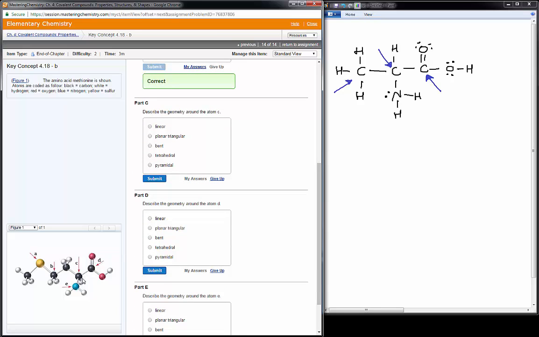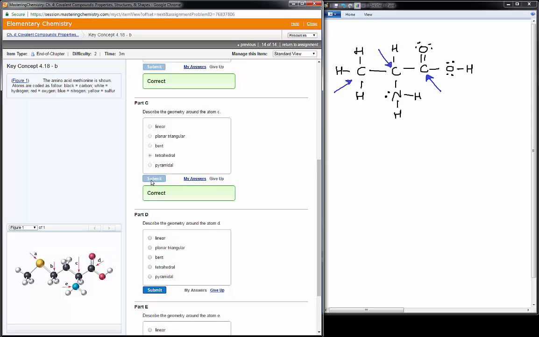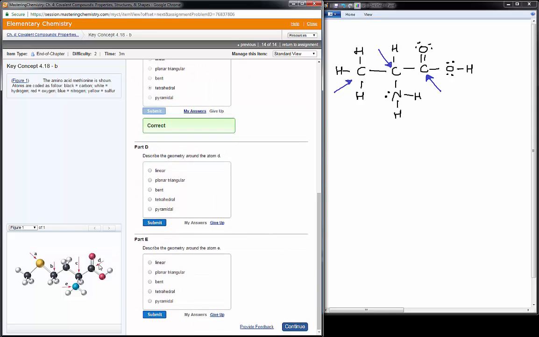Atom C is also connected to 4 things, right? 2 carbons, hydrogen, and a nitrogen. And this is in the plane of the screen here. It looks like this nitrogen is coming out towards you, and this hydrogen is going back away from you, so that is tetrahedral. Atom D here is only attached to 3 things. It doesn't have a lone pair because it has 8 electrons across those 3 electron sets. So that is trigonal planar.